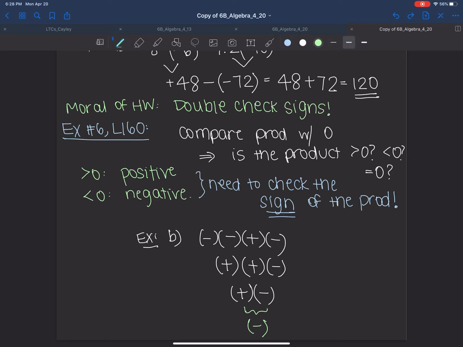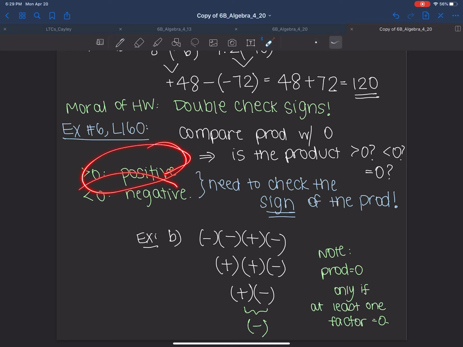And we also noted in class that the product equals 0 only if at least one factor equals 0. So if you have a bunch of factors that are all non-zero, you're always going to get something that's either strictly positive or strictly negative.